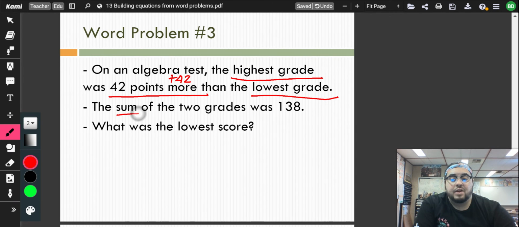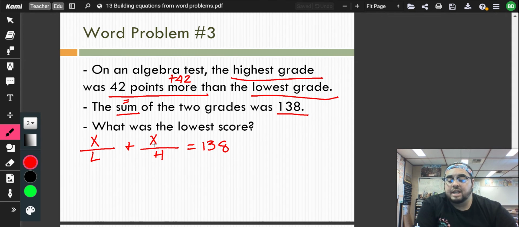The sum is very important. Sum means we're going to add those 2 scores together and they're going to be equal. Okay, so the sum of the 2 grades was 138. So I know that I have 2 scores, right? I have my low score. I'm going to add that together with my high score. And together they equal 138. Now again, I don't know what either score is, so I'm going to put x's in for both of them. But that technically right now means they're the same score, and I know that's not true. I do have more information on the high grade. The highest score was 42 points more than the lowest, so I'm going to add 42 to the high score.